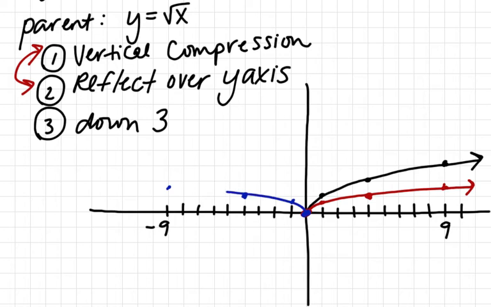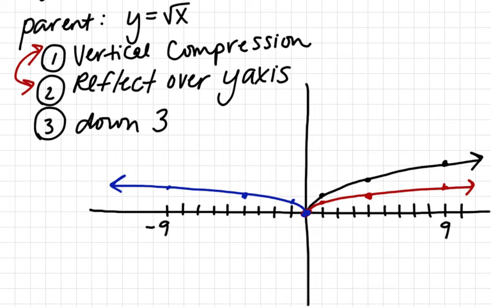So in blue, I have done the vertical compression, as well as the reflection. So the equation for what I have right now graphed in blue would be y equals 1/2 times the square root of -x. We've done our vertical compression, as well as the reflection.